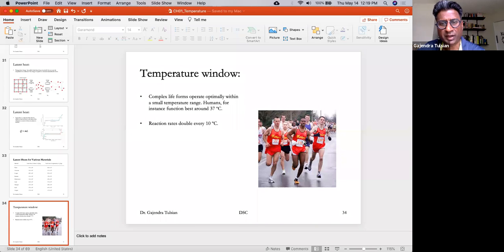Okay, you have to get rid of that heat, because if your body temperature rises by 1%, let's say your body temperature is 97.6 degrees Fahrenheit, if it rises, you have a fever. You don't feel good. And so you have to maintain your body temperature. Okay, and so our cooling systems are extremely efficient. So complex life forms operate optimally within a small temperature range.